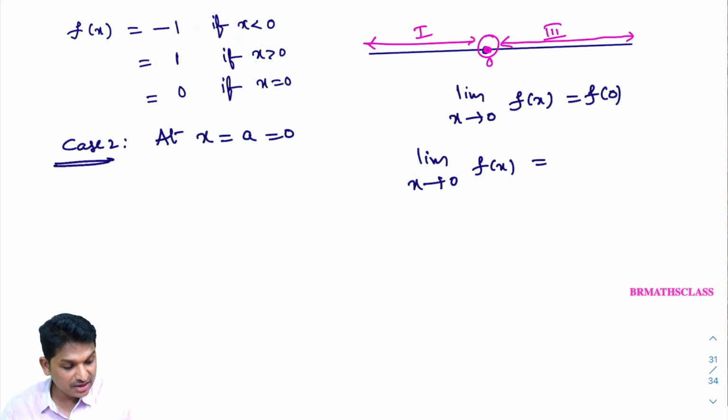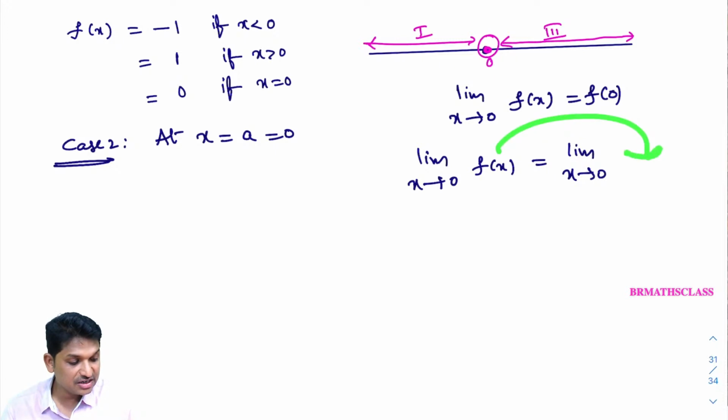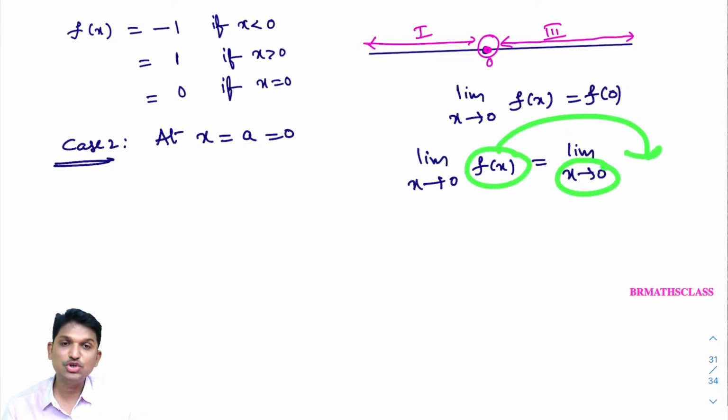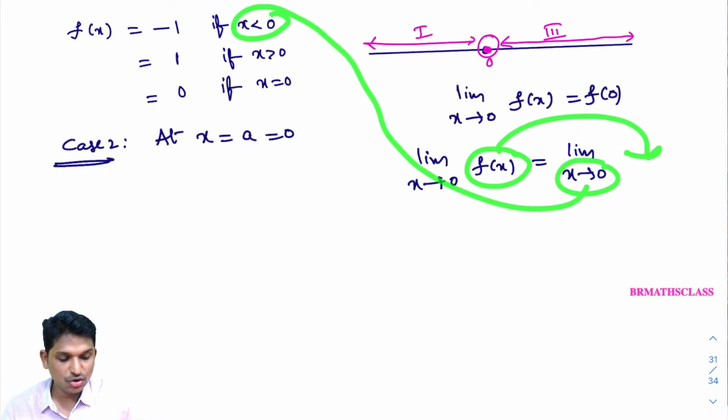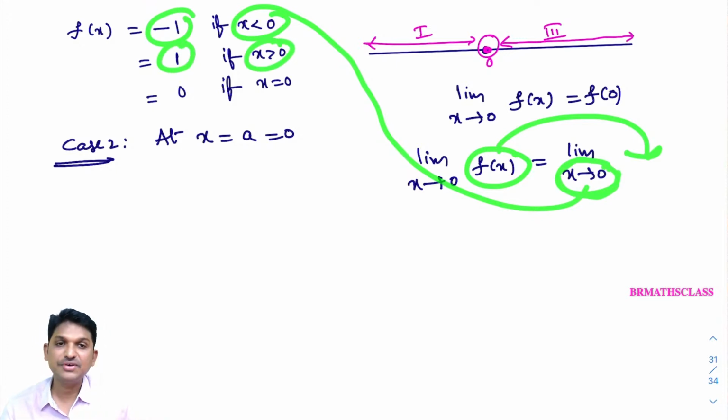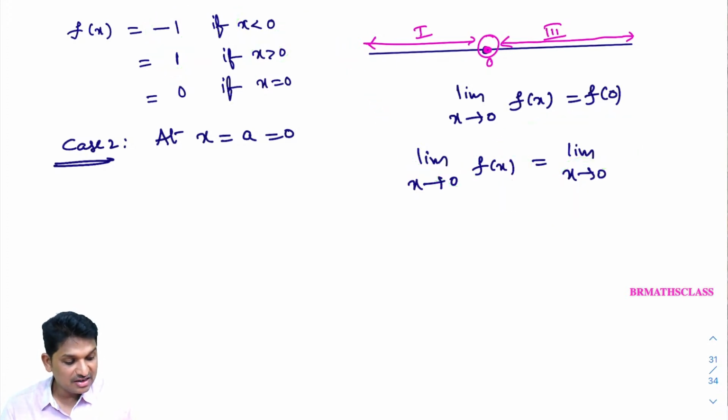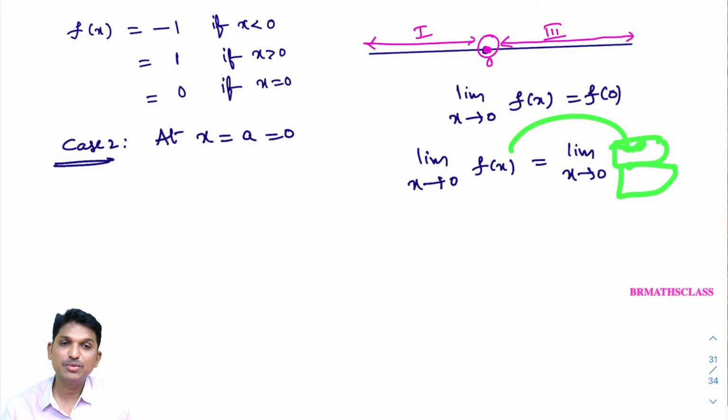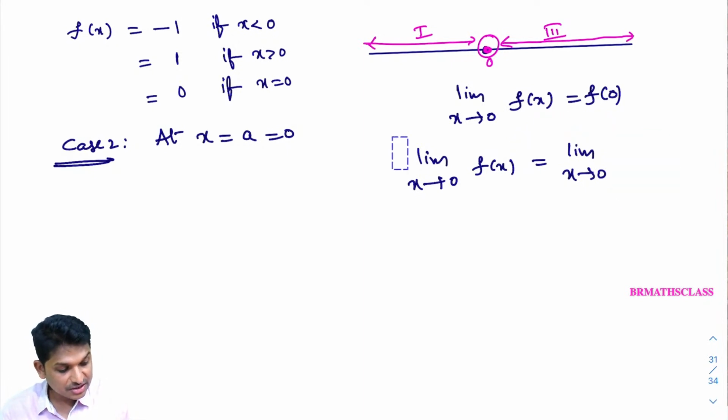So here, limit x approaches to 0, which function to write here? X approaches to 0 means there is a chance that x values are less than 0. When x values are less than 0, f of x is -1. There is also a chance that x values are greater than 0. When x values are greater than 0, f of x is 1. Both functions are qualified to write here, but we cannot write both. So to avoid this confusion, the best thing is to calculate left hand limit and right hand limit.